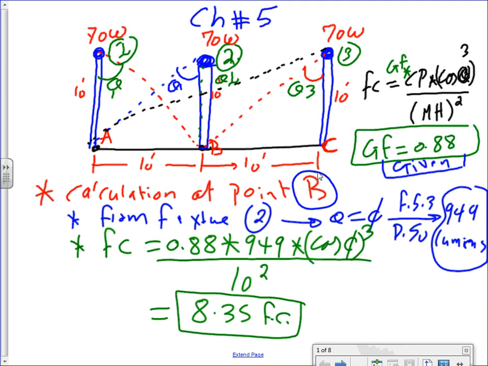So let's go. I think next we're doing from fixture 1. We're going to go to fixture 1 here, all the way to B. Can you guys see this angle here? Everybody can see that angle. So I need to find this angle.